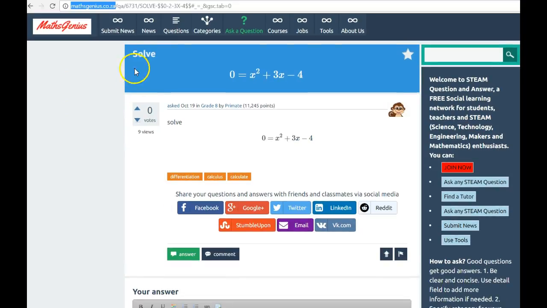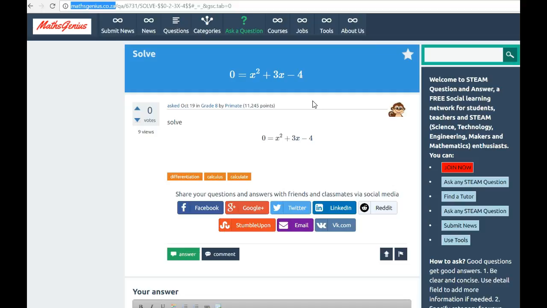So now today we're looking at this equation. It says solve 0 is equal to x squared plus 3x minus 4. It's a quadratic equation because the biggest power is 2: the x here is to the power 1, this is to the power 2. So the biggest power of the x is 2. That's why it's a quadratic equation.